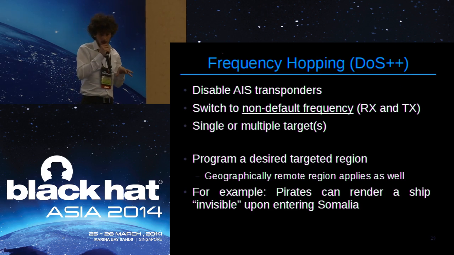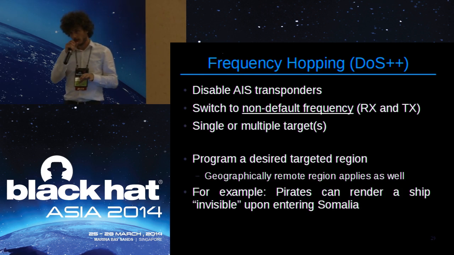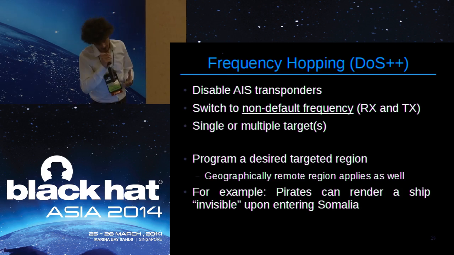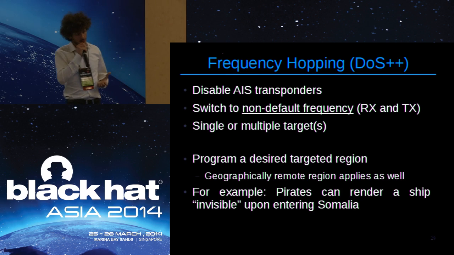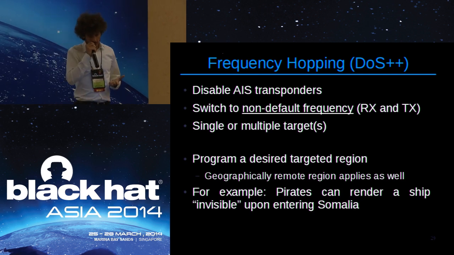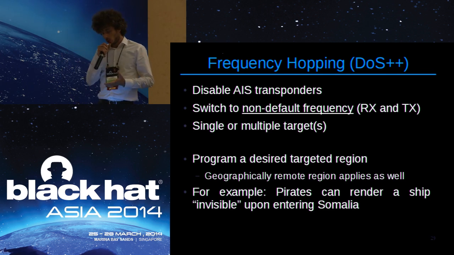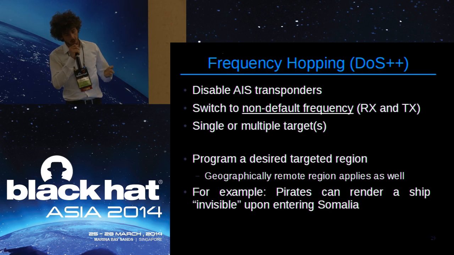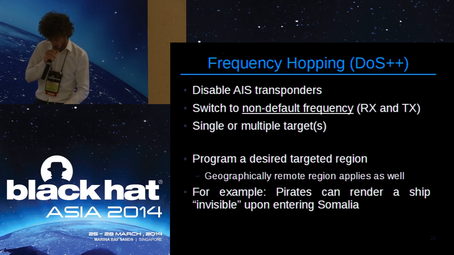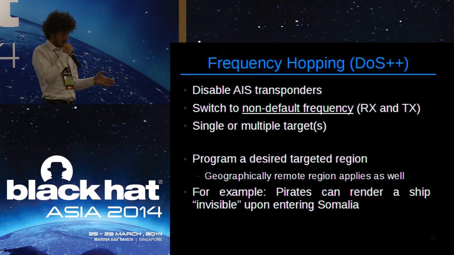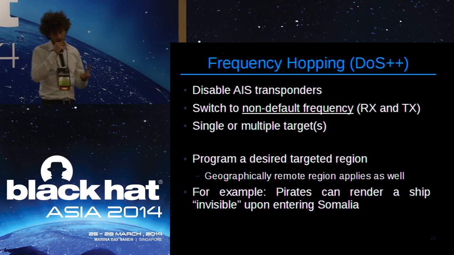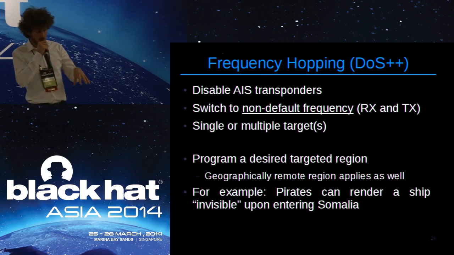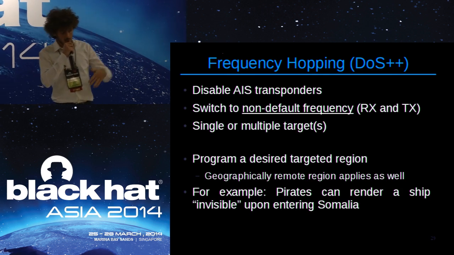Okay, so the second attack is what I call denial of service plus plus, because it's denial of service against multiple targets. Here, the idea is that the attacker is going to impersonate a port authority and use one of its control messages. One of its control messages allows instructing the transponder to switch to a non-default frequency. As I told you before, AIS works on 162 megahertz. So a port authority can instruct the transponder on the ship to switch to operate on a different frequency. If you do that, we can basically isolate the ship and force it to use a wrong frequency.